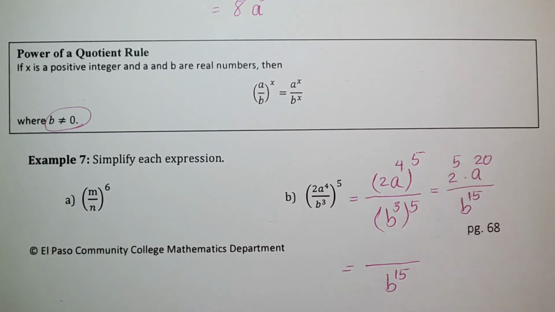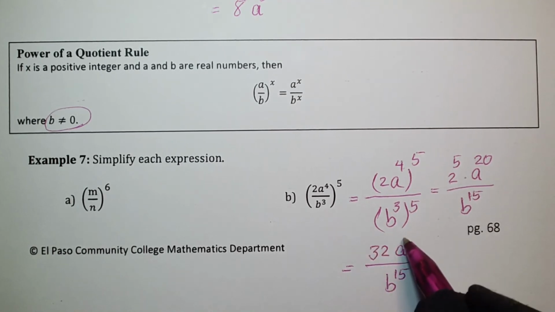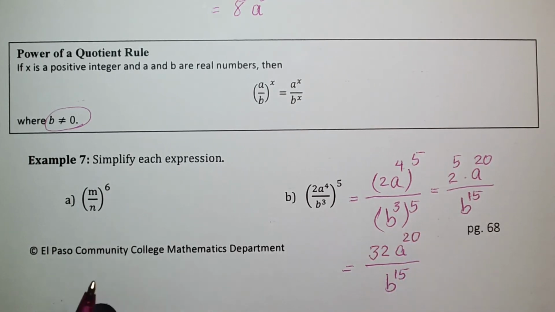2 to the power of 5 means multiplication of 2, 5 times by itself, is going to be 32. A to the power of 20.